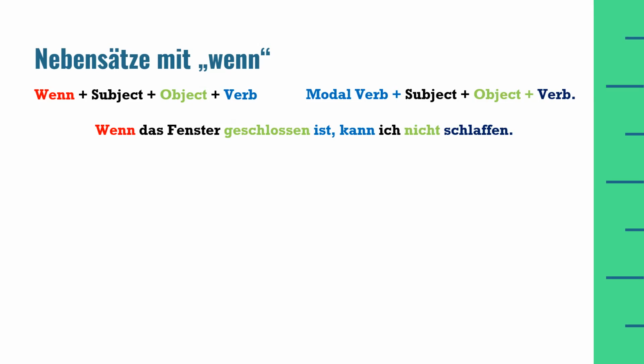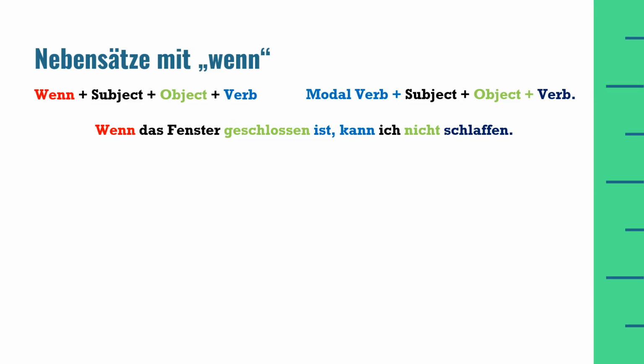The example sentence is, wenn das Fenster geschlossen ist, if the window is closed, kann ich nicht schlafen. I cannot sleep. When the window is closed, I cannot sleep. Wenn das Fenster geschlossen ist, it is following the same sentence structure.